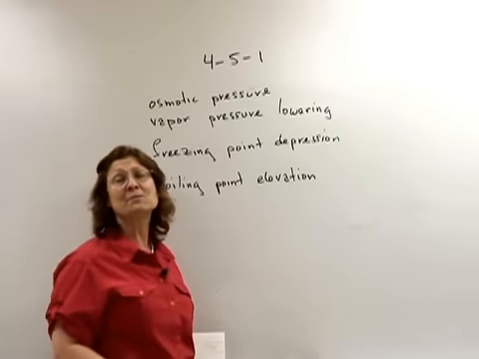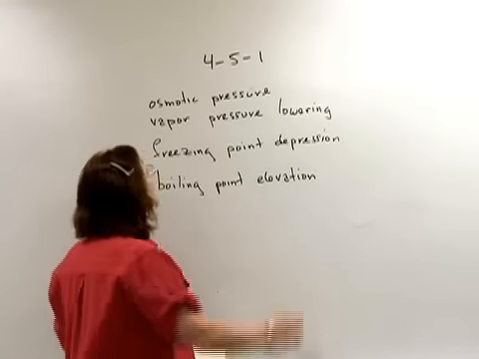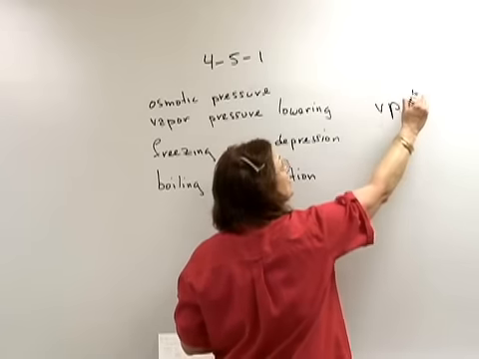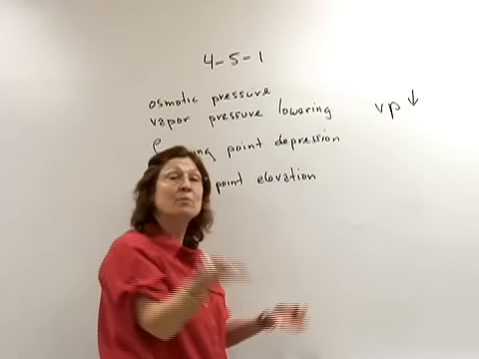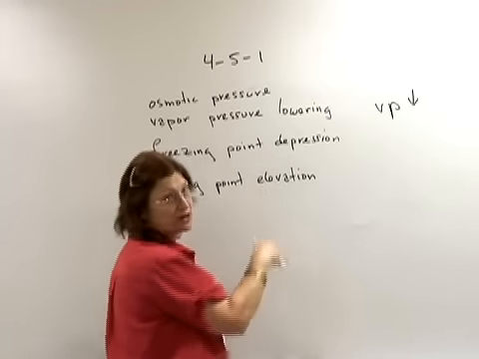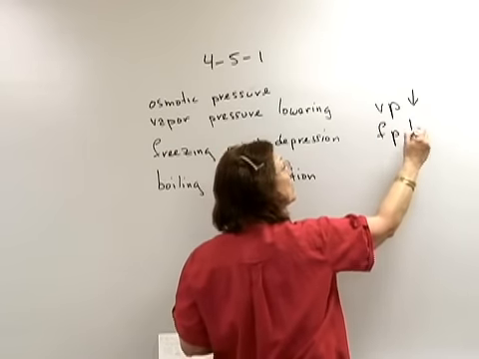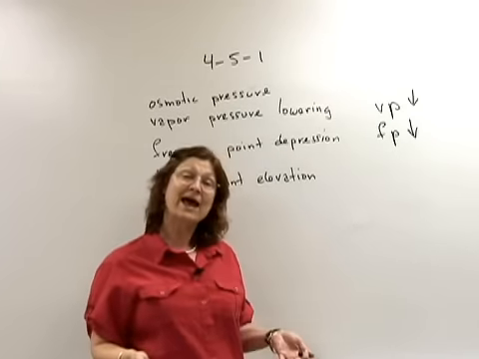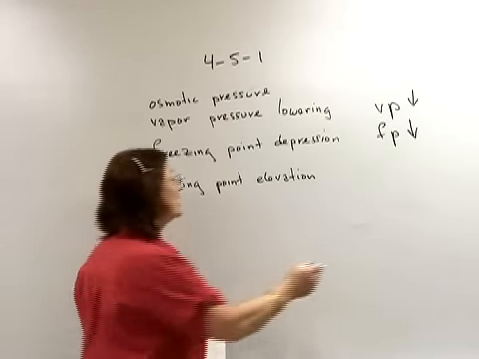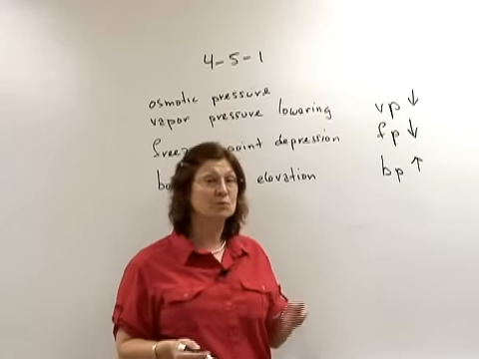But we're not going to use osmotic pressure very much because I believe you probably got some of that in biology. Vapor pressure lowering, what I do is I write myself a little abbreviation. Vapor pressure, it goes down, it lowers. The more particles I add, the lower that it goes. Freezing point depression. When I'm depressed, I'm down. So I have a little abbreviation. Freezing point goes down. The more particles I have, the lower my freezing point. Boiling point elevation. And I just write BP and it goes up. The more particles I have, the more that it goes up.